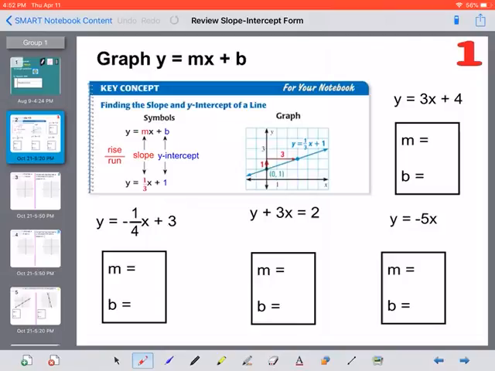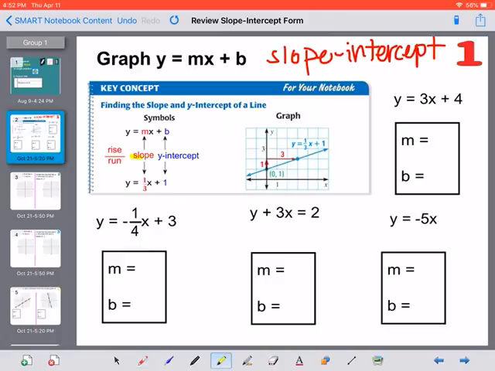Hello, today we are going to be graphing y equals mx plus b, also known as slope-intercept form. We're going to review this because we're going to need this form to graph in this unit, and it's been quite a while since we've graphed. So remember our form, y equals mx plus b.